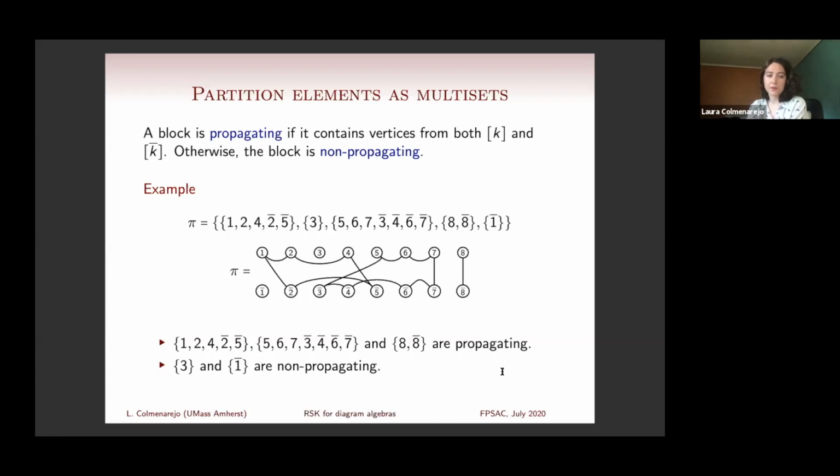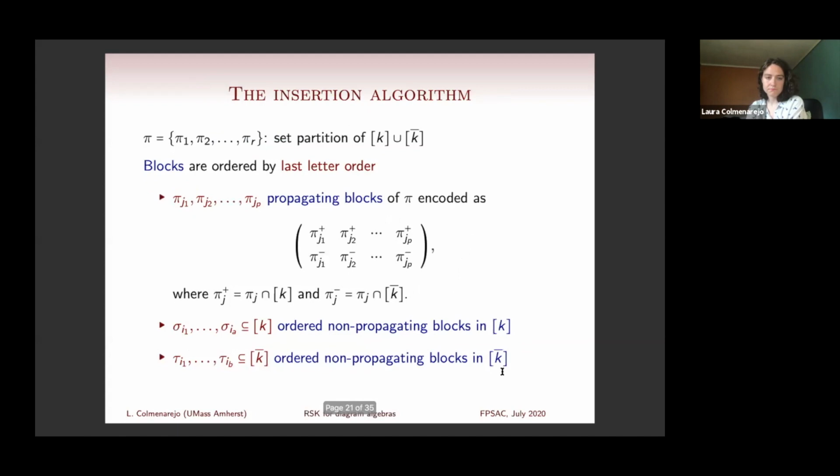And in order to define the RSK, we're going to order these blocks differently. The first thing in defining the insertion algorithm is that I have a set partition on two alphabets, and I'm going to order the blocks using the last letter order. That is, if I have two sets, I'm going to look at the largest element in each of them, and compare them using that letter. So there is no grading part here.